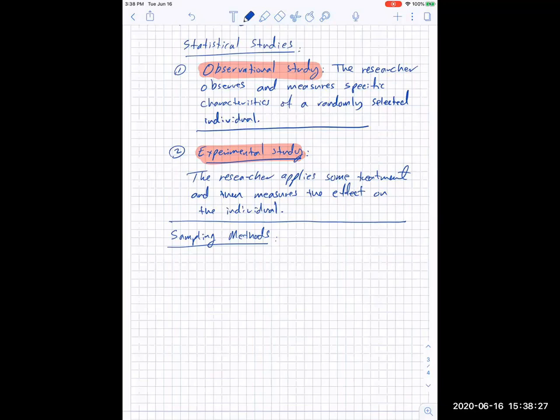Appreciate it. All right, so sampling methods. We have different ways we use to select sample data. And we're going to begin with what we call systematic sampling. Okay, so number one, systematic sampling.